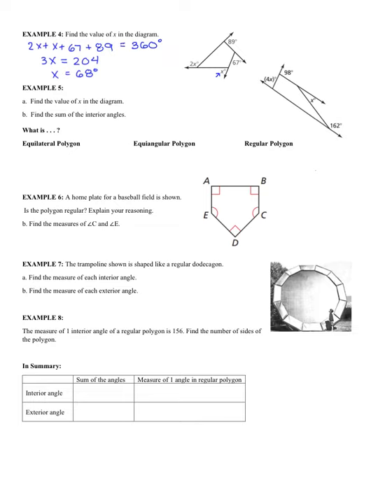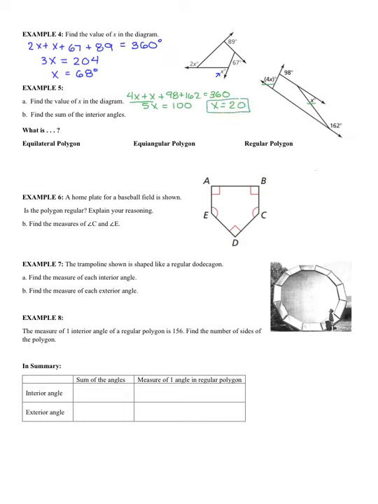Okay, in example 5, find the value of x in the diagram. Same thing. I see I have a 4x and an x plus 98 plus 162. We know that has to equal 360. So we have that 5x, when we add these together, equals 360. Take away these others, and that leaves me with 100. So x is going to equal 20.